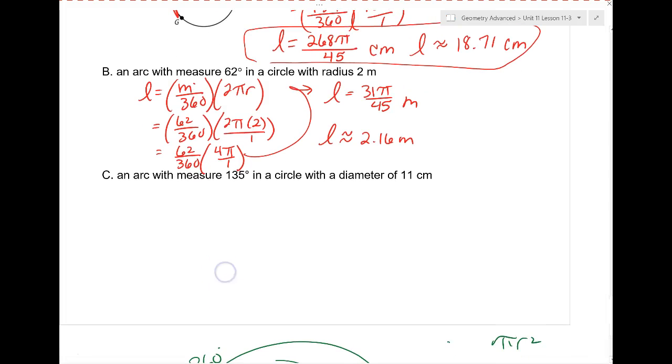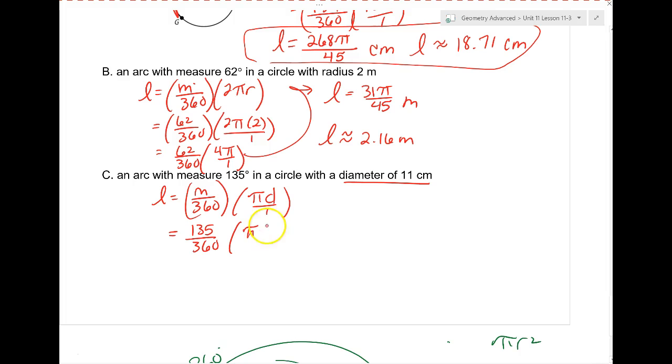How's the next one going? Would this one make sense to use a different circumference formula? What do you guys think? Yeah, because I'm given the diameter. Can I use pi times diameter? To me, it's easier. I just have fewer fractions to work with. So I get 135 over 360 pi times 11 over 1. That was really sloppy.